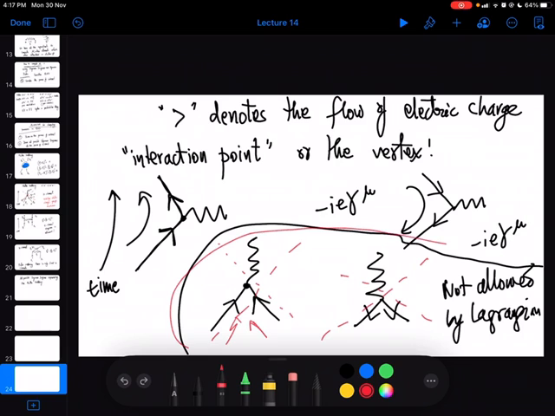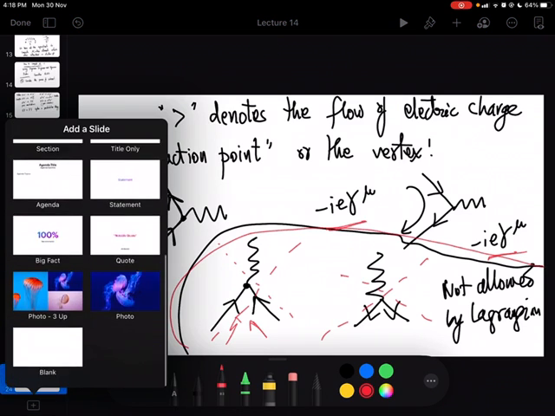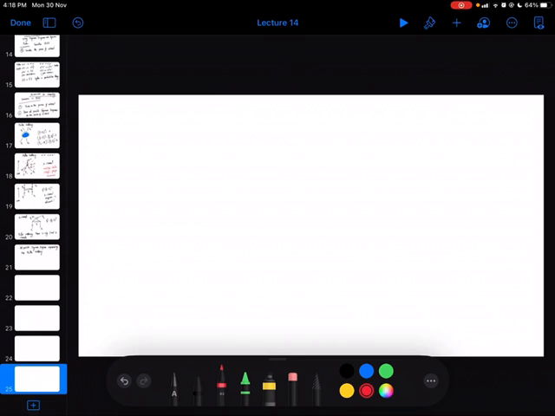These kinds of vertices will not appear in, for example, QED, because they violate electric charge. Okay, so this is one thing. Each vertex gives you a factor of i e gamma mu, depending upon the process and how the vertices are arranged.